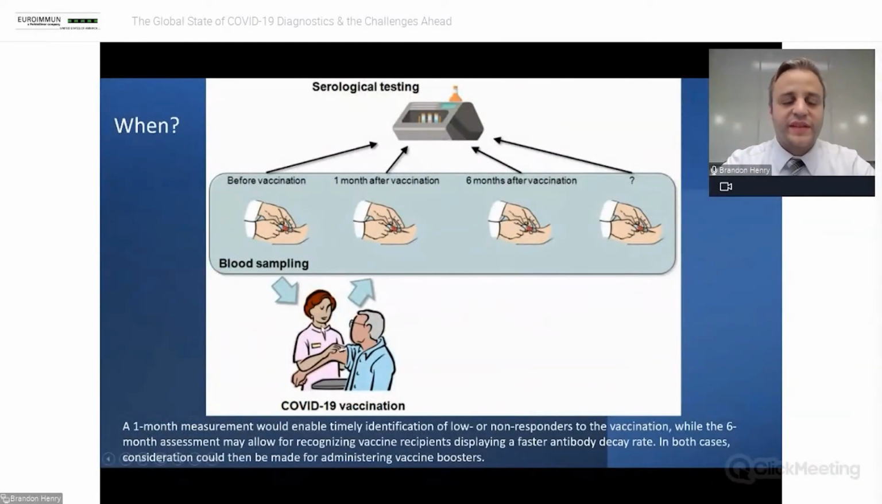Ideally, we would have baseline before vaccination levels, especially in vulnerable populations, but that window is a bit past, I think, now. A 1 month measurement would enable timely identification of lower non-responders to vaccination, while the 6 month assessment would allow for recognizing vaccine recipients displaying a faster antibody decay rate. In both patients, consideration could then be made for administering a vaccine booster. After that, I think we're looking at every 2 to 3 months, but again, it depends on the specific patient population and what's circulating currently.